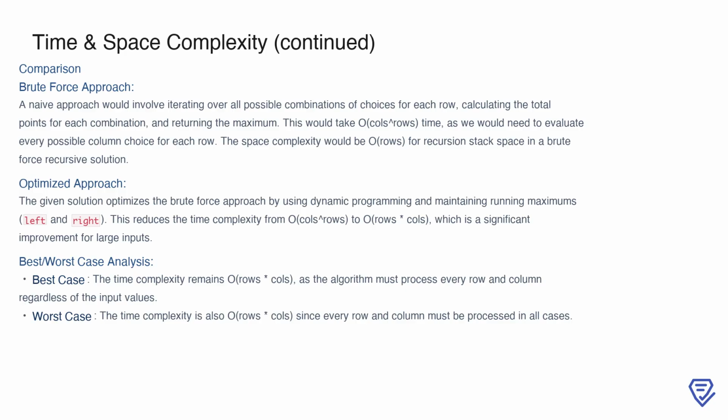This is achieved by leveraging the left and right arrays to maintain running maximums, allowing us to avoid redundant computations. Regardless of input size or values, the algorithm still processes each row and column exactly once, so the best and worst case time complexity remains rows * cols.